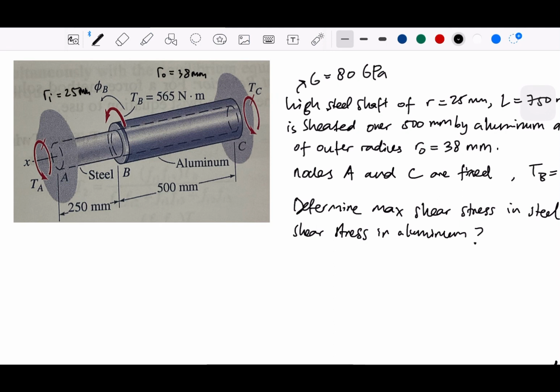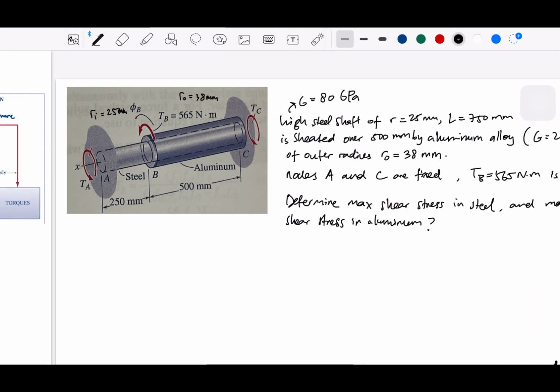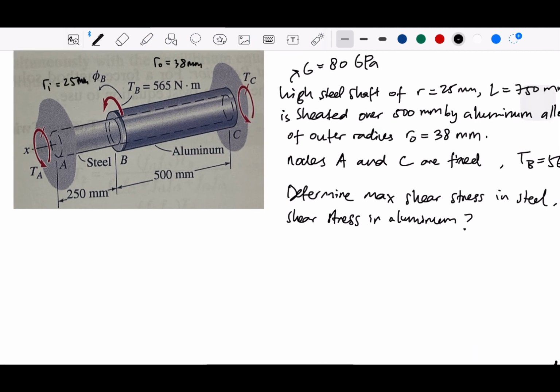The question is to determine the maximum shear stress in steel and the maximum shear stress in aluminum. And we have TA and TB as external torques. Oh, the external torque is only TB, only TB. TA and TC are the reactions, okay? Reactions because of the torque at node B.